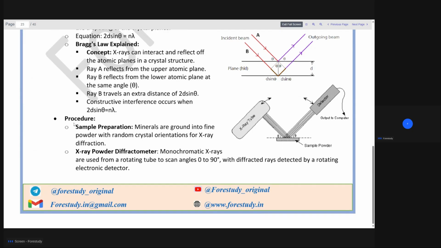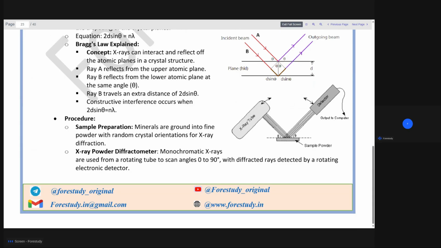So what is the procedure? Here you can see this is the X-ray tube or the source. It is hitting the goniometer stage, where we keep the sample powder. It hits, then goes into the detector where it is processed, and then it gives us the output on the computer. Using that, we are able to understand all the things that we need.